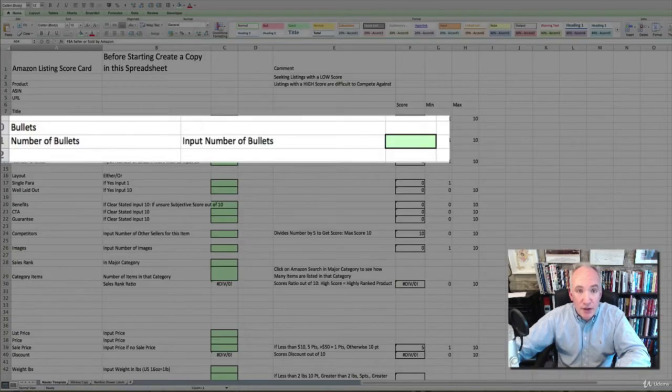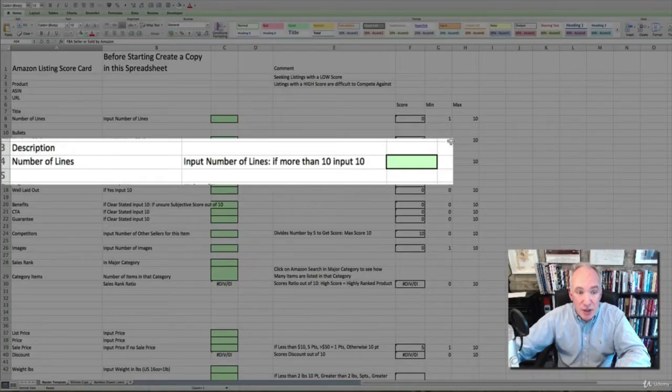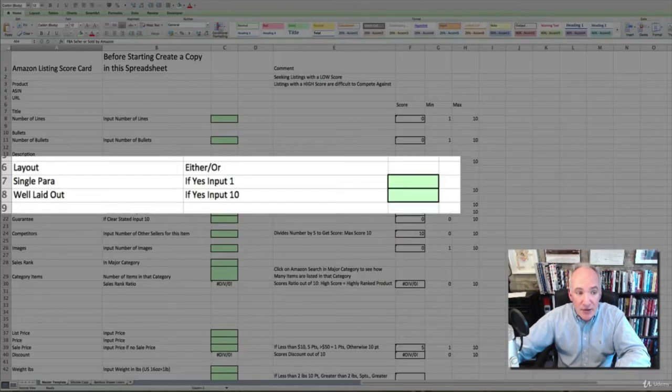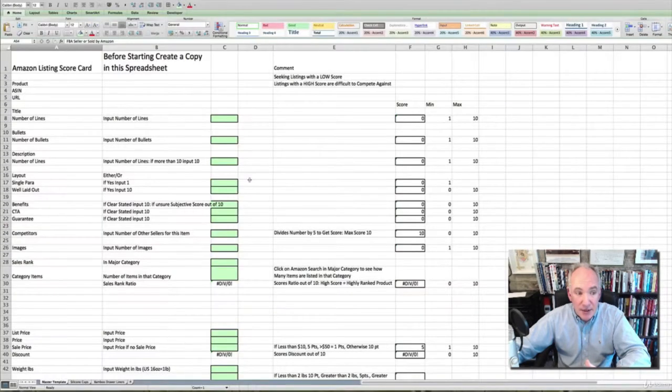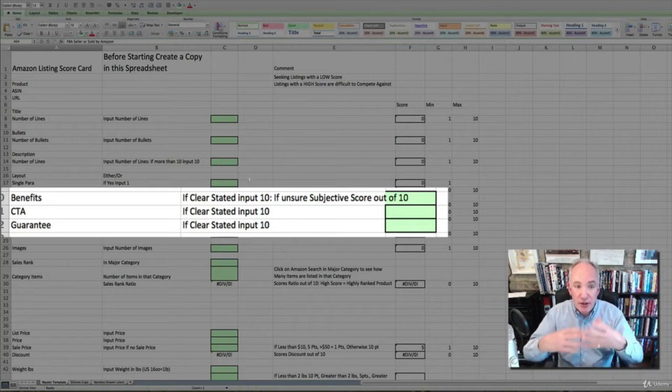Then you have to input the number of bullets and the description number of lines, and if it's more than 10 you input 10. Then in terms of the layout, if it's a single paragraph, put 1, and if it's well laid out in your opinion, put 10. Then benefits, if it's clearly stated, put a 10. And the calls to action, things like buy this product now, you can put those in, and if it's clearly stated, score it 10, and a guarantee, if it's stated, score it 10.